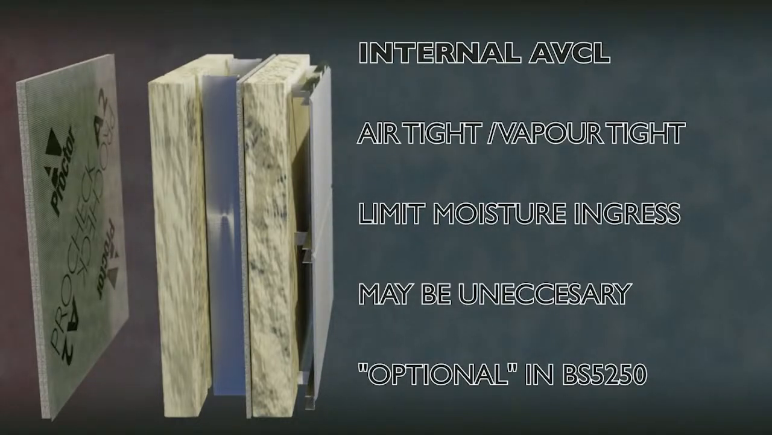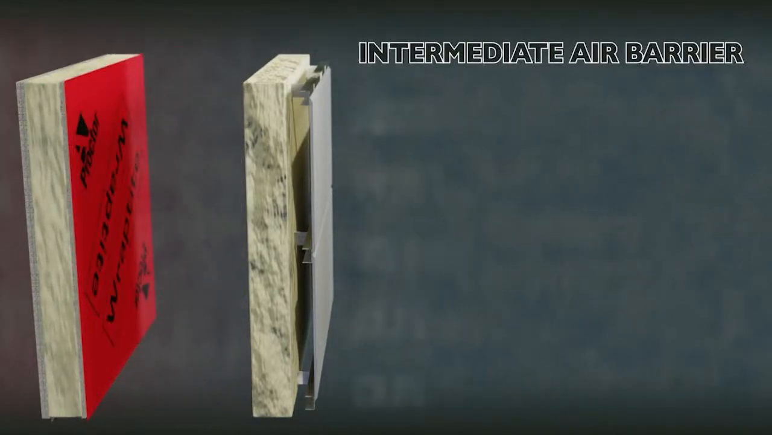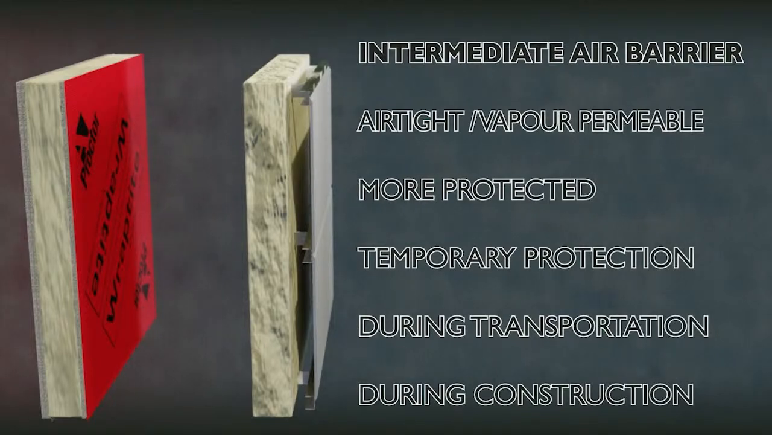If we carefully consider our moisture movement, an internal vapor barrier may not be necessary, and indeed is considered optional in BS 5250. For example, if the vapor resistance of the insulation and sheathing layers are sufficient to limit condensation risk themselves, and this is confirmed by a calculation, then the VCL can be safely omitted. This would allow us to move the airtight layer to the middle of the insulation layers, where it's less likely to be damaged by following trades. In this position, the membrane would need to be airtight but vapor permeable in order not to trap moisture.